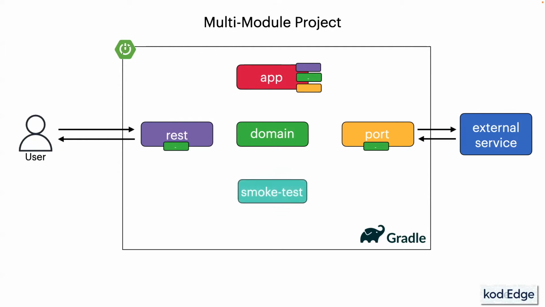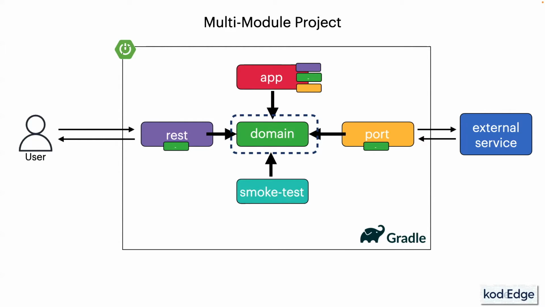Finally, we will have a smoke test module. This module will contain functional, or you can also say end-to-end, tests for the application. As you can see, all our modules are dependent on the central module, that is the domain module, as it contains the core business logic. All other modules serve as supporting components.